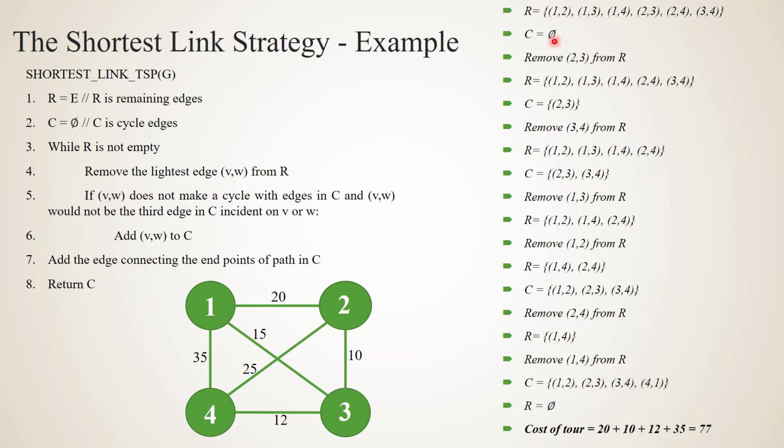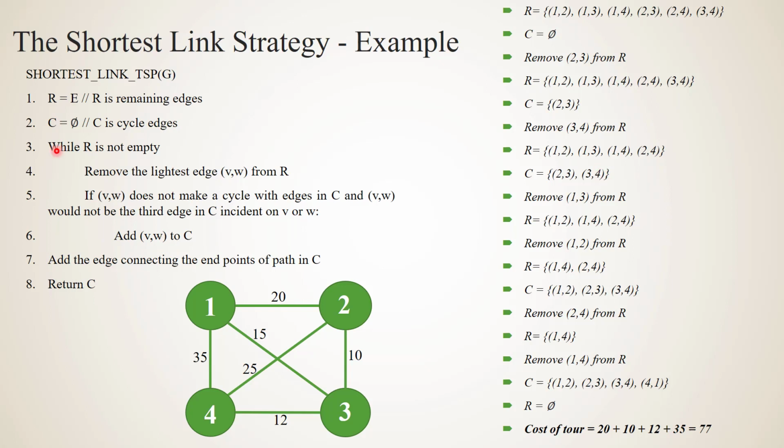Anyway, our cycle is null, so (V, W) does not make a cycle with edges in C. C didn't have any edges, so this condition is true. Add (V, W) to C. So (2,3) is added to the cycle. Next, while R is not empty, we choose the lightest edge from this set. From this set, (3,4) is the lightest edge. (3,4) is not making a cycle with edges in C, and it is also not making any third edge in C incident on V or W, so add (V, W) to C. So (3,4) is also added to C.